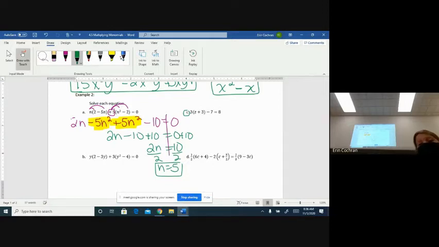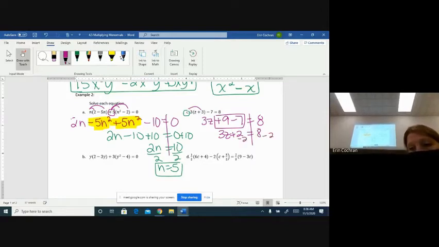All righty. So what did you distribute? The 3, right? What's 3 times z? 3z. 3 times 3? 9. Minus 7 equals 8. So I'm going to leave the 8 alone. We have 9 minus 7. And what is 9 minus 7? 2. So then how do I move that 2 to the other side? Subtract it. So 3z equals 6. Then divide by 3, so z is 2.